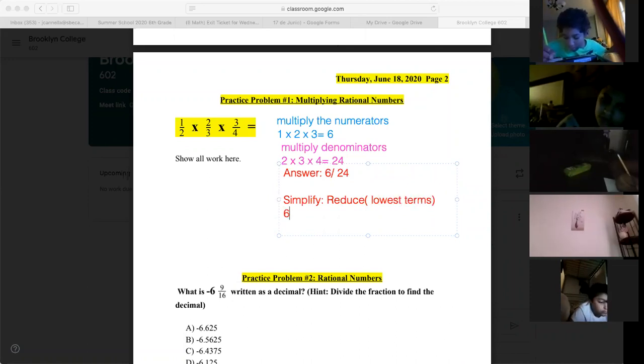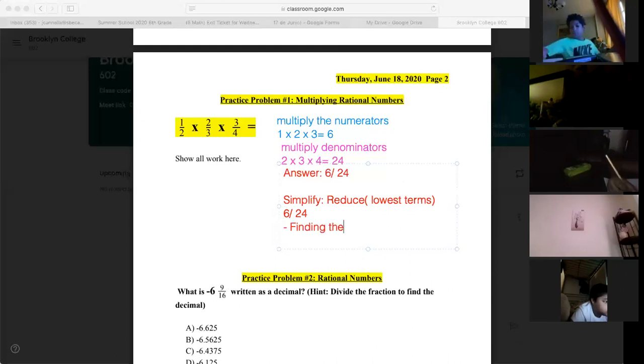I'm going to figure out what number I can divide 6 and 24 by by finding the greatest common factor. By 3? Good. 3. So if you divide, well, there's a bigger number.